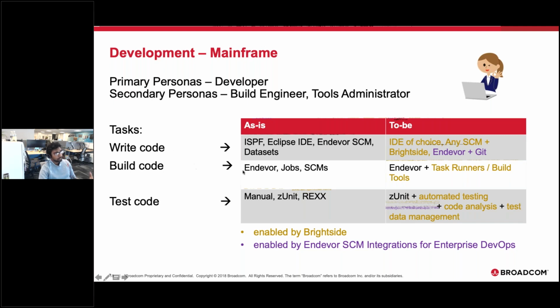Now with build, again, an SCM like Endeavor on the mainframe is typically where the build is performed, or sometimes they just run jobs on the mainframe. And then of course, through IDEs, there's integration to perform build as well in the existing Eclipse interfaces that are there. But moving that forward, again, the build logic is going to remain on the mainframe on tools like Endeavor, but to make it more accessible and flexible for developers, we need to introduce things like task runners and build tools that are used by most developers that are out there today.